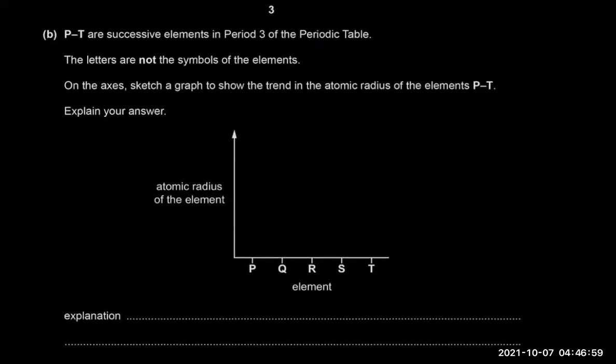P to T are successive elements in period three of the periodic table. The letters are not the symbols of the elements. On the axes, sketch a graph to show the trend of the atomic radius. So what happens to the radius across the period? It decreases, right? So the trend is just from P to T, the radius will decrease. You just have to draw a straight line showing a decrease in atomic radius.